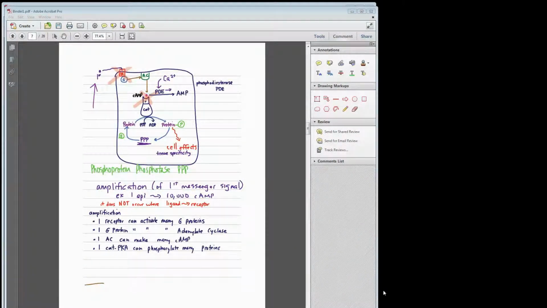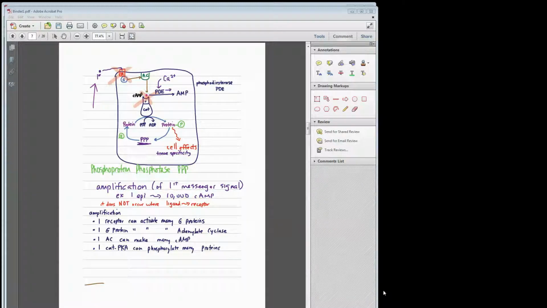Next is the turning off the signal. This occurs inside of the cell by the PDE. This PDE terminates and degrades the cyclic AMP. Then you have the PPP. Some people were saying the PPE deactivates cyclic AMP in their questions. I don't think that's the case. The second messenger cyclic AMP pathway signal is terminated when the protein is dephosphorylated by the PPP, which is the phosphoprotein phosphatase. That's the end of the signaling pathway.